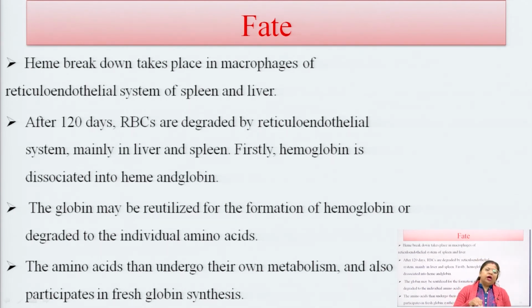Catabolism of heme occurs in the spleen and liver when RBCs are broken down after 120 days, because 120 days is the normal lifespan of RBCs. After 120 days, the RBCs are old enough to be degraded by the reticuloendothelial system, mainly in the liver and spleen. Firstly, hemoglobin is dissociated into two parts, heme and globin.